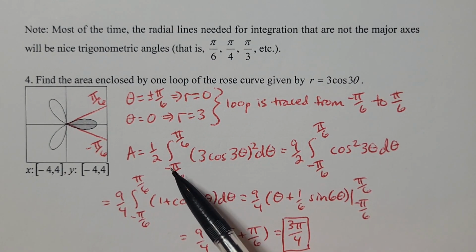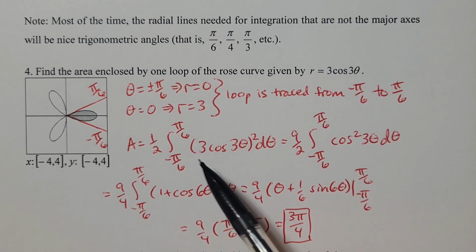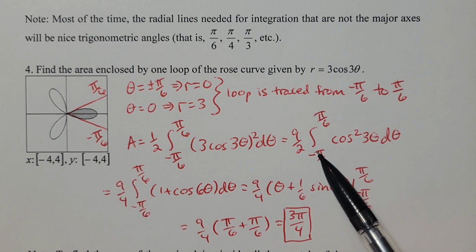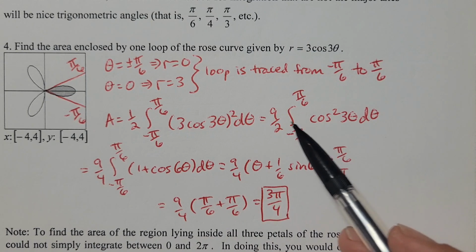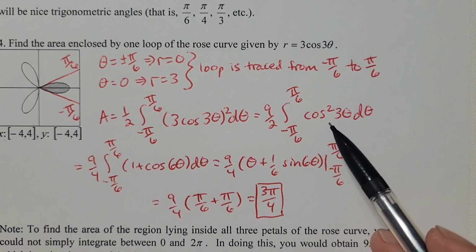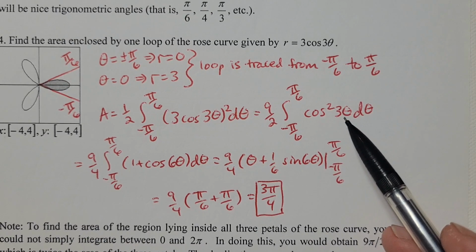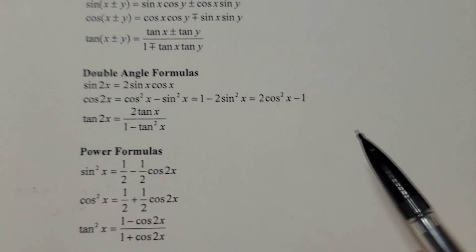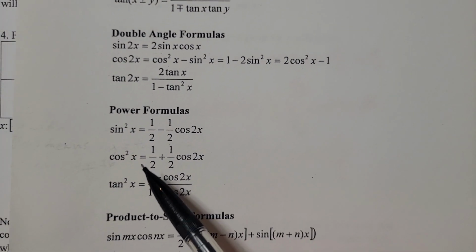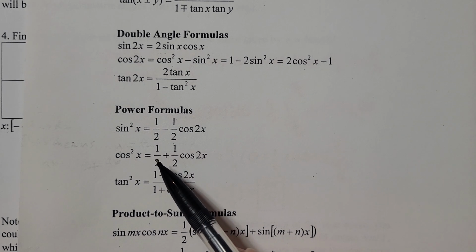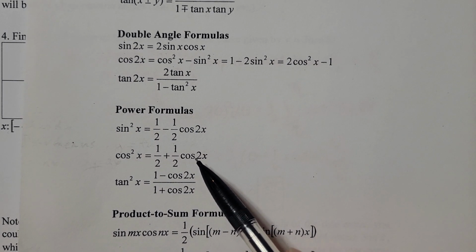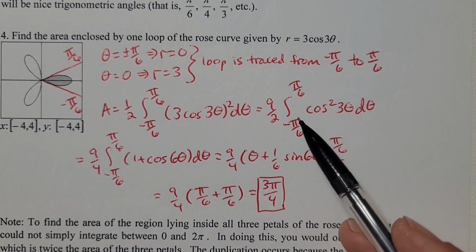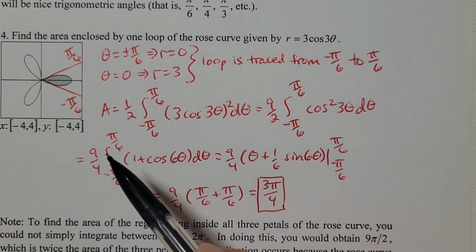Well, it's going to be half the integral going from negative pi over 6 to pi over 6 of r squared, there's r, d theta. So 3 squared is 9, I can factor out a 9, and I've got cosine squared 3 theta inside the integral. I'm going to use the power reducing formula for cosine squared 3 theta. That'd be the same as 1/2 plus 1/2 cosine 2 times 3 theta, which is cosine 6 theta, right? I've got a 1/2 coming out of the integral, so that'd be a 9/4 there.